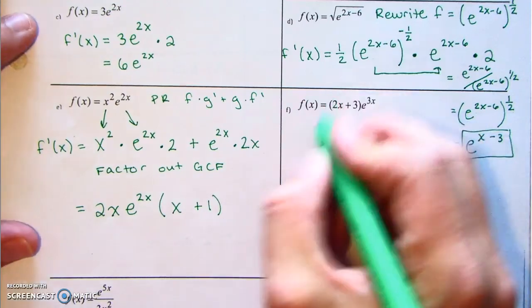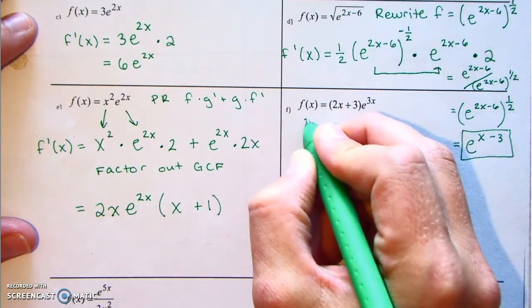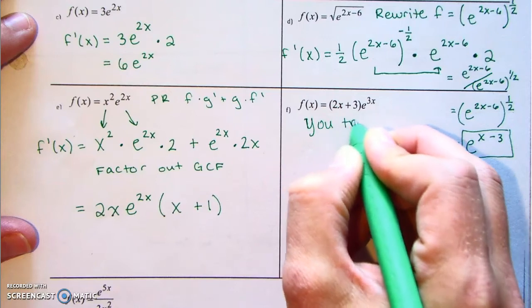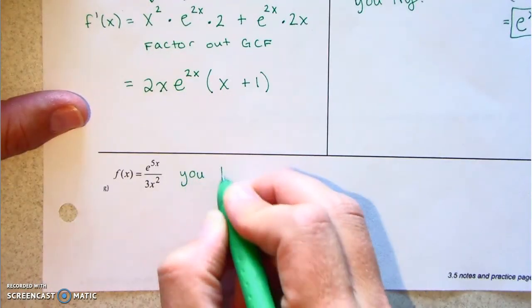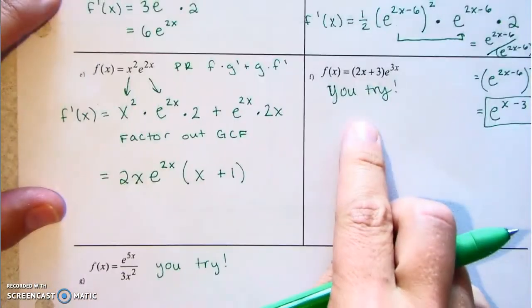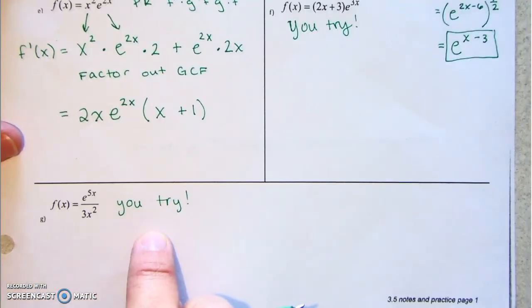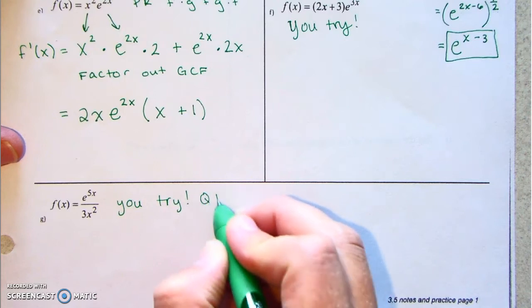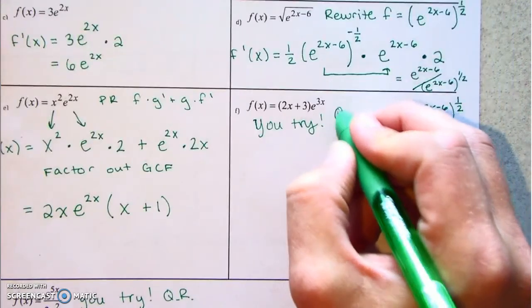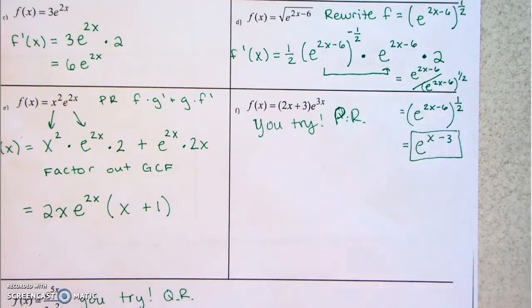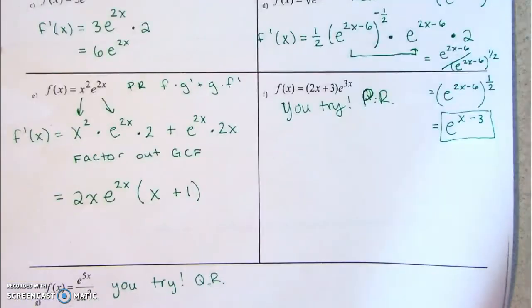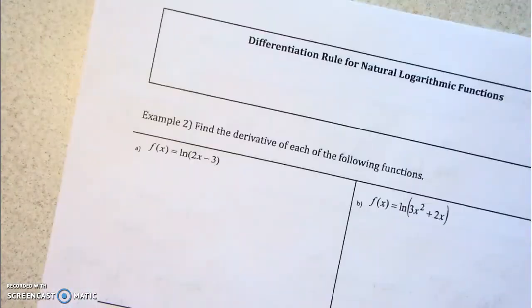I've got to go to the next page. You try f, and you try g. On f, that's going to be the product rule, and on g, what are you going to use there? Quotient rule. Okay, you try this one, and we're going to go to the back. Are you ready? Take a deep breath.